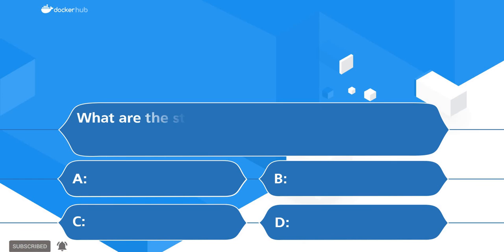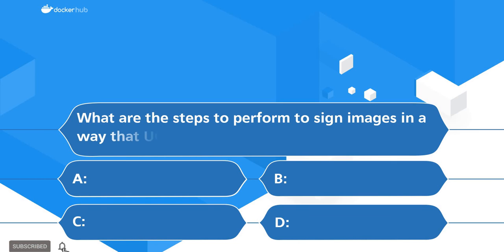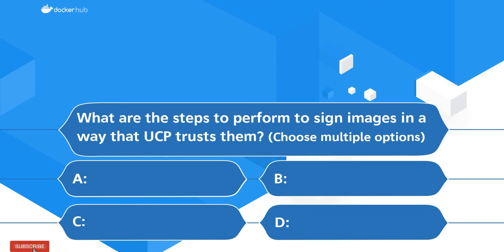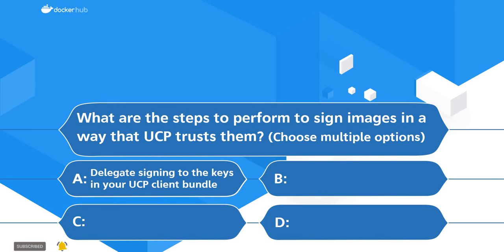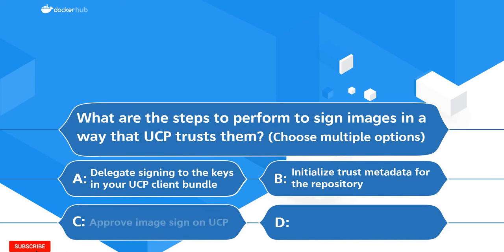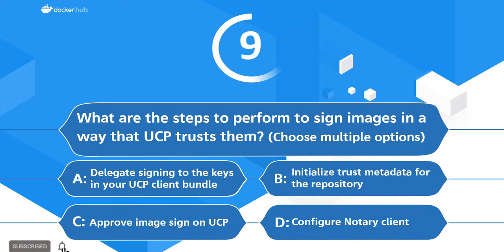What are the steps to perform to sign images in a way that UCP trusts them? Choose multiple options. A. Delegate signing to the keys in your UCP client bundle. B. Initialize trust metadata for the repository. C. Approve image sign on UCP. D. Configure notary client. Your time starts now.